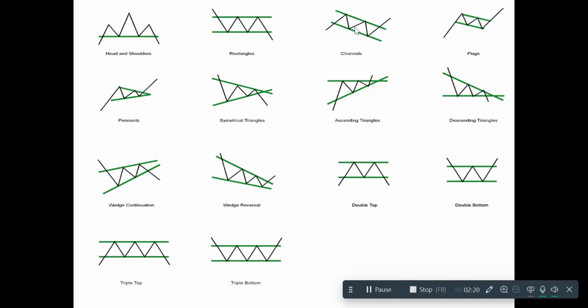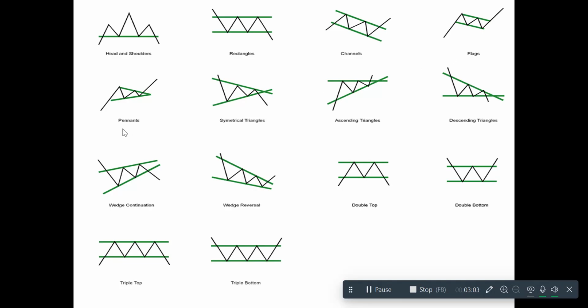A lot of people argue that channels and flags are the same thing, but they are not. Channels are in this format like the flags, but the flags have small trends, smaller zigzag movements. That is the difference. It looks like a flag basically, but the channels are bigger. Flags are smaller and they depict possible trend continuation. It can happen both for uptrend and for downtrend.